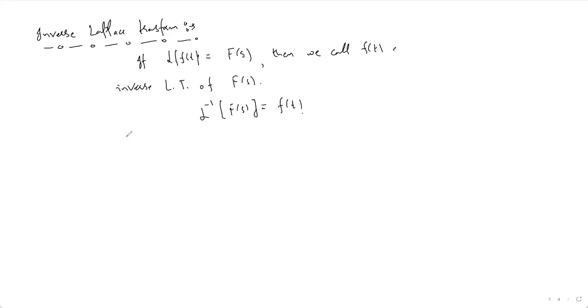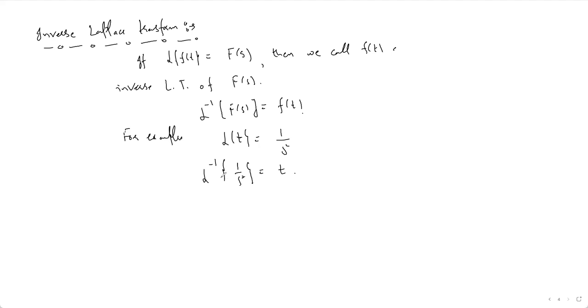Now for example, we saw that the Laplace transform of t is equal to 1 by s square. We perhaps haven't done this one, but you can do it. We did it for 1, so here it's 1 by s square. So the inverse Laplace transform of 1 by s square will be equal to t.